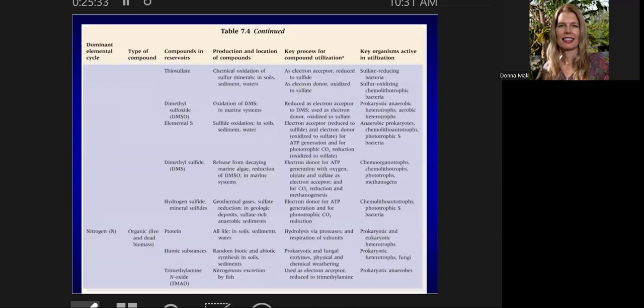Okay, so this is giving you some information on the different major elemental, the carbon, sulfur. Here you're looking at nitrogen on this table as well. But before we get to nitrogen, some of these other sulfur compounds, again, you can see that microbes are using those. And some of the funkier microbes, the chemolithotrophs, some of the anaerobes, methanogens.